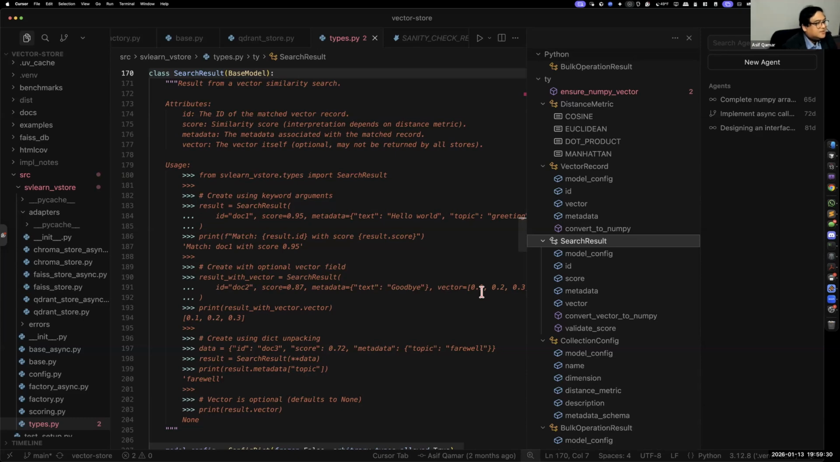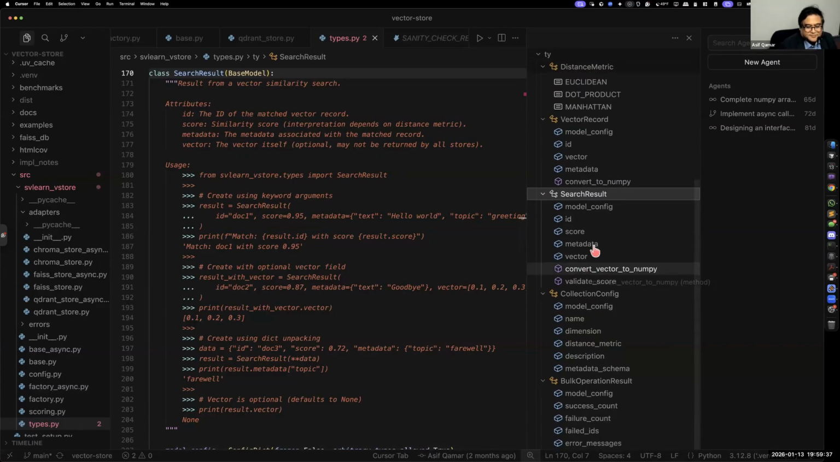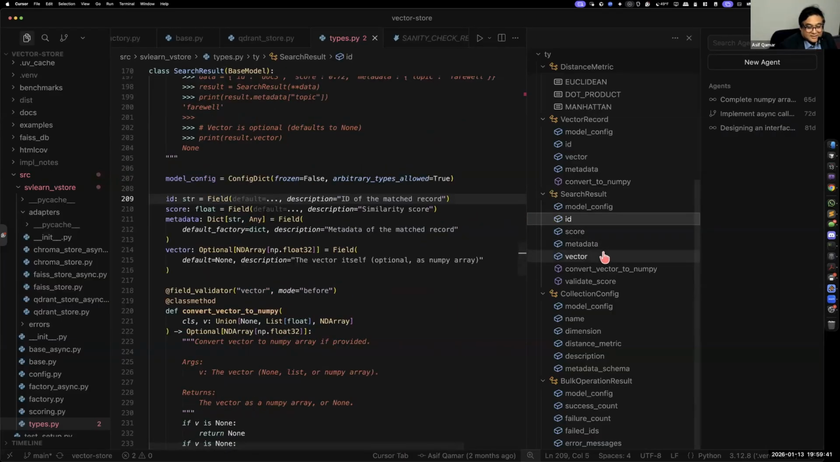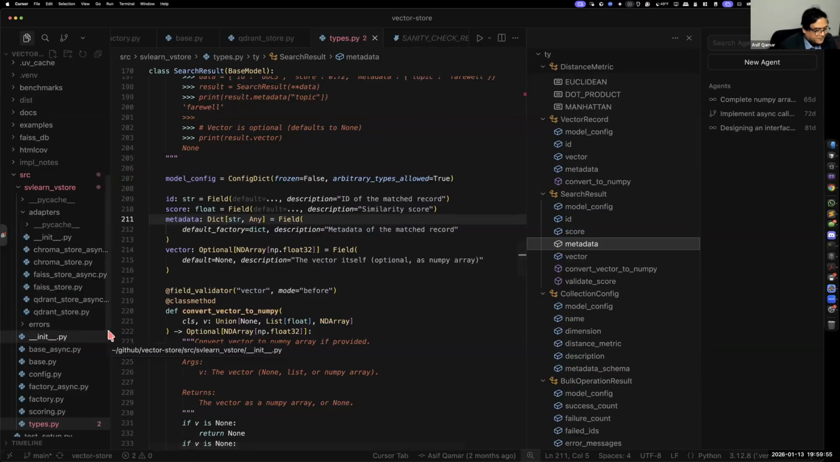But we'll go systematically. The first journey is the search engine, the retrieval system. It needs to produce search results. What will the search results contain? Each search result will have an ID and a vector and a metadata, isn't it? Common sense, right? It will return vector records. Those are the bulk operation results, they will return many. Collection config, we won't look into that.